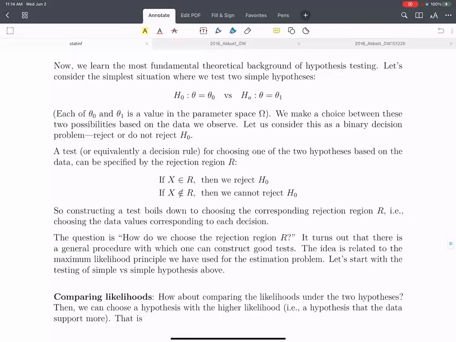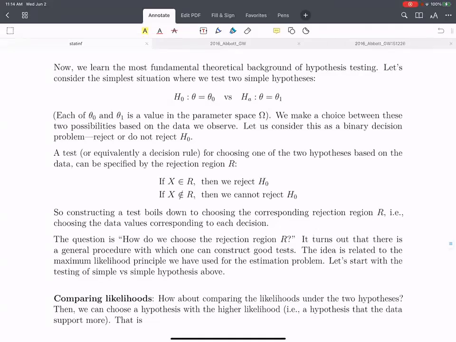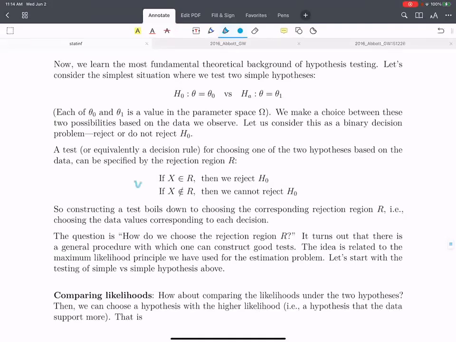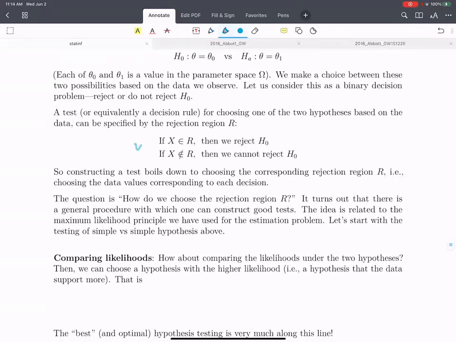If we interpret this decision rule with respect to a rejection region, we can say: if the data are inside the rejection region, we will reject the null. If the data are not in the rejection region, then we will not reject the null hypothesis. So constructing a hypothesis testing procedure basically means defining the rejection region. Once you define the rejection region, your testing procedure is uniquely determined. So the question is, how do we choose the rejection region? That's where the likelihood ratio test comes in.